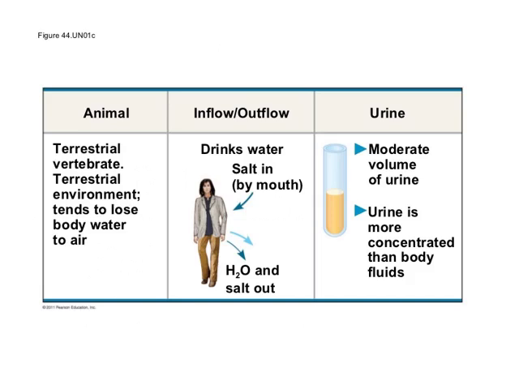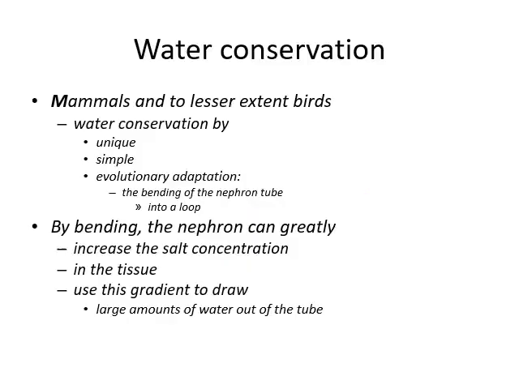Here you can see animal water inflow and urine outflow. A terrestrial vertebrate drinks water. The terrestrial environment tends to make them lose body water to the air. They drink water and take in salts by mouth, and water and salts go out through urination, evaporation, and sweating. Then urine is of moderate volume, and urine is more concentrated than body fluids. Water conservation.